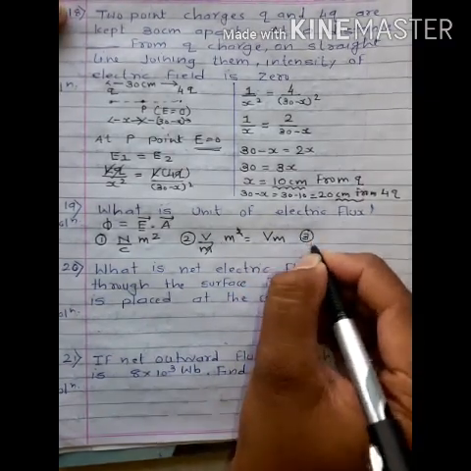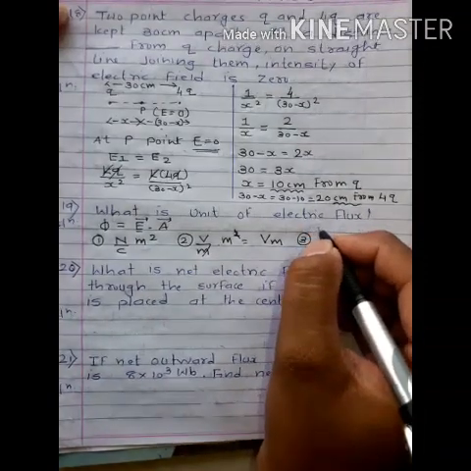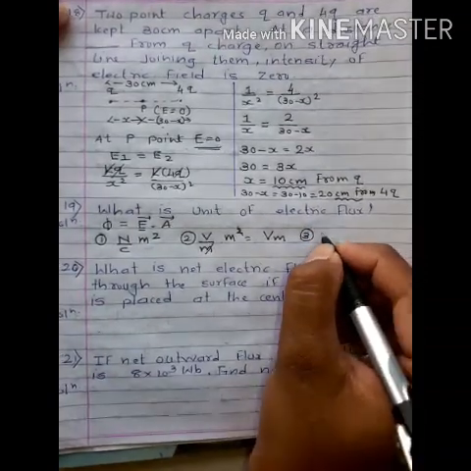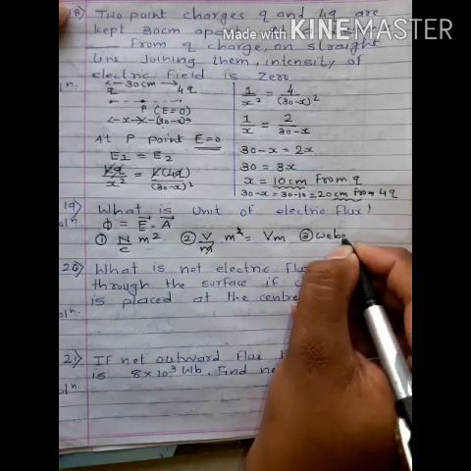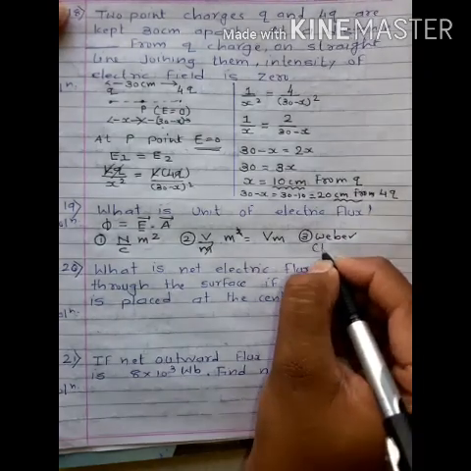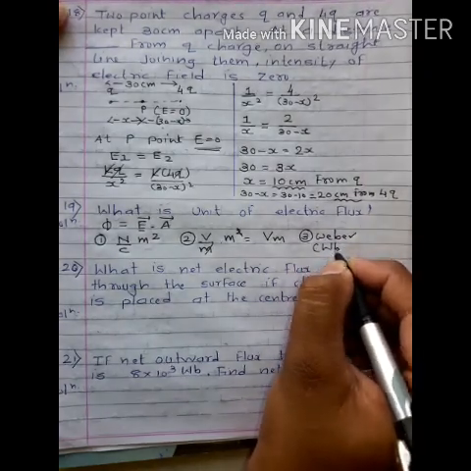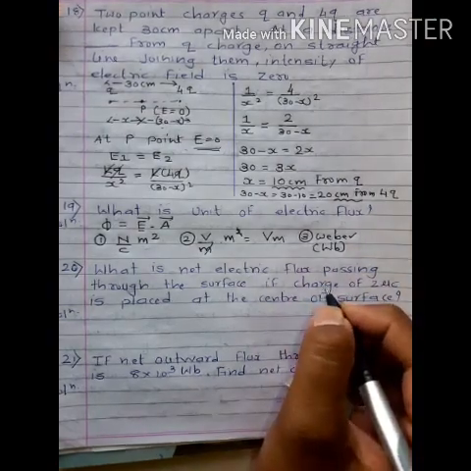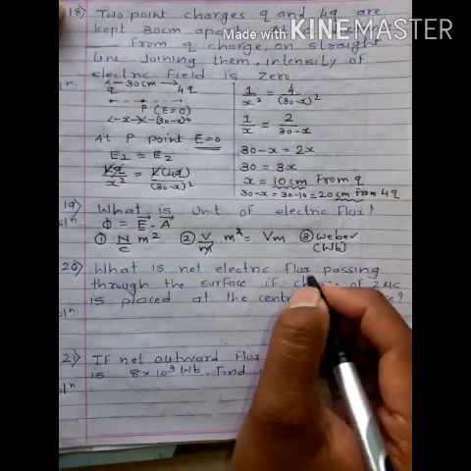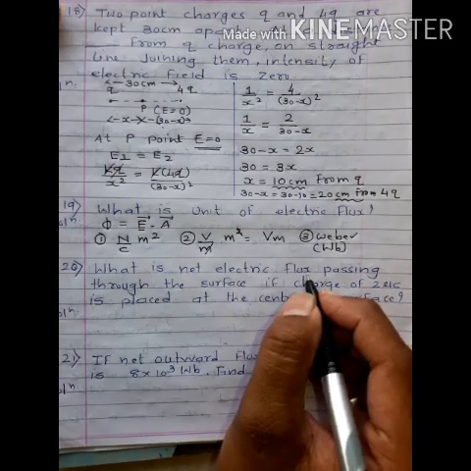And the third unit, in the memory of scientist Weber, the unit of electric flux is also known as Weber. We use its short form capital W, small b. So remember these three units of electric flux.